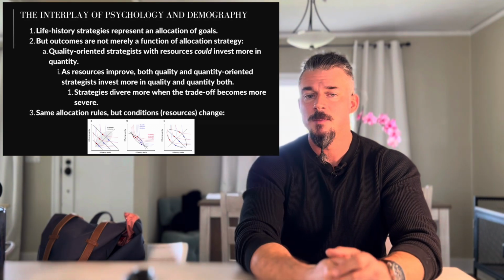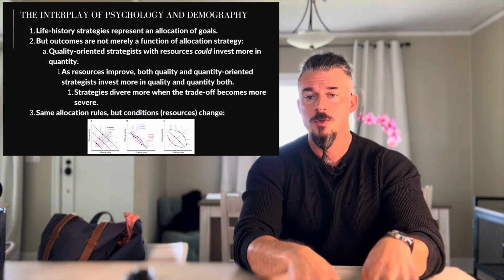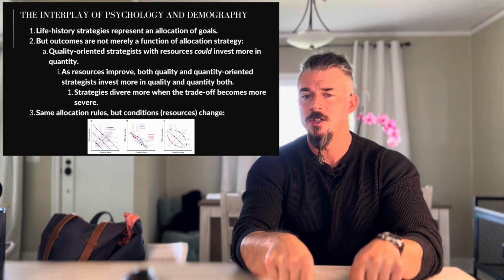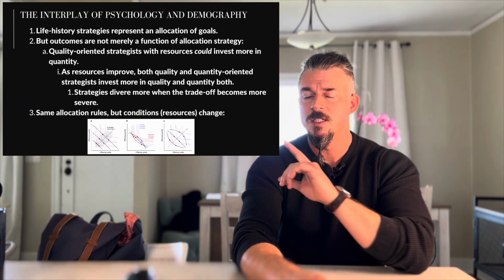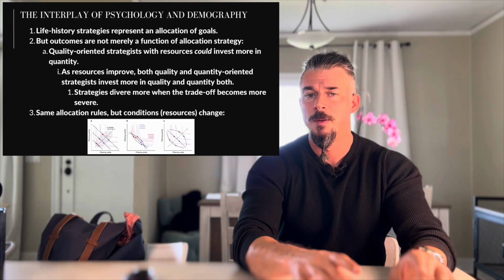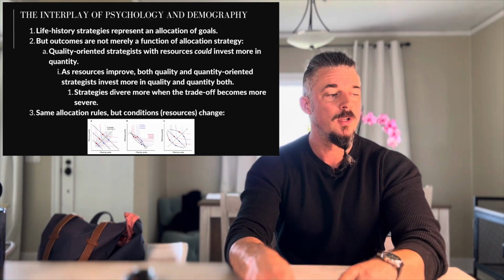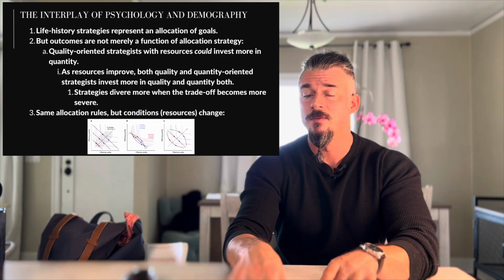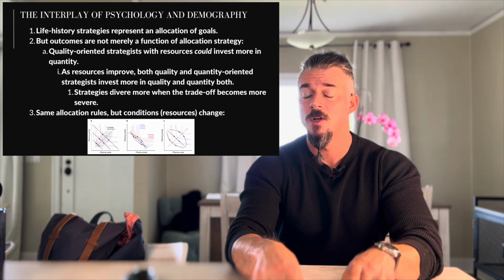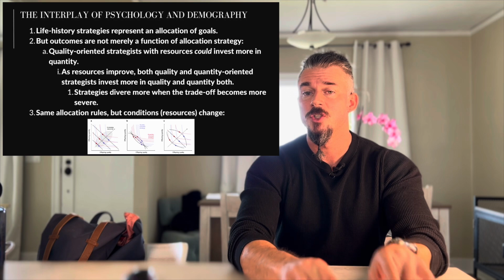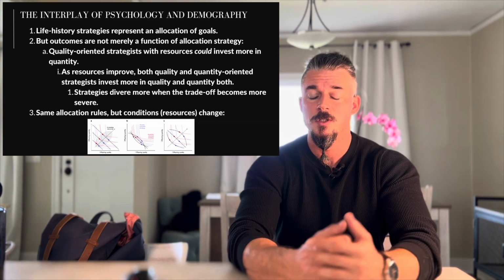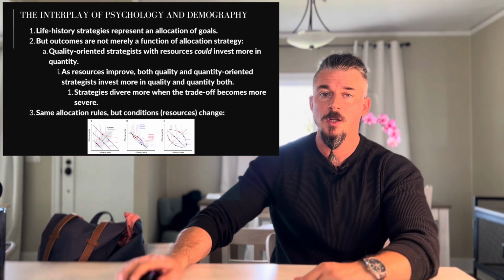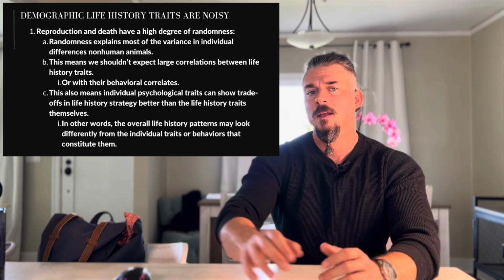So the image here at the bottom shows the same allocation rules, but what happens when resources change? Then you begin to see it diverge. You will see different patterns for individuals that have fast and slow life history strategies, even though they're following these strategies simply based on the resources in the environment. So going on now to the next slide.